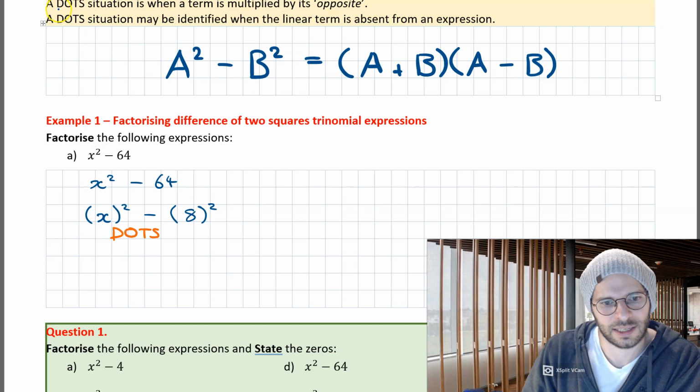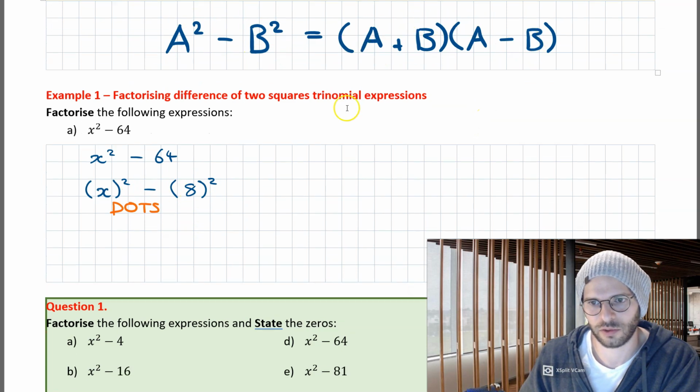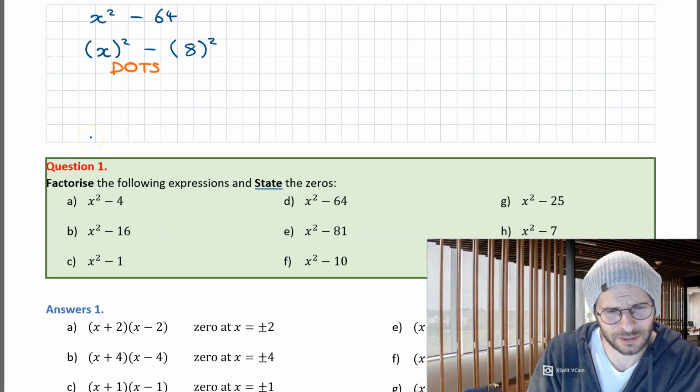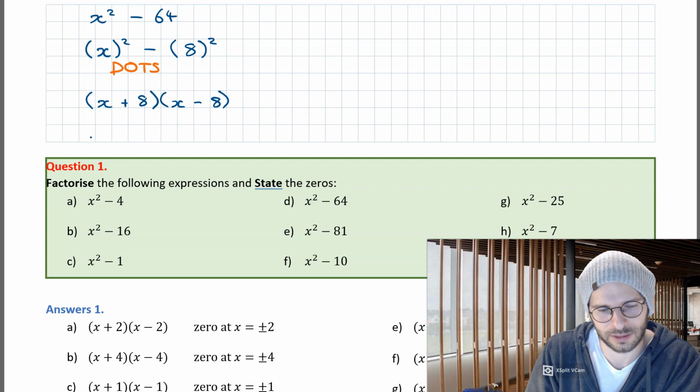And as such, what I'm able to do is go from expanded form straight across into factorized form. So my a is x, my b is 8. So this will turn into x plus 8, x minus 8. Or I can do it the other way around as well. I can go like that if I want.